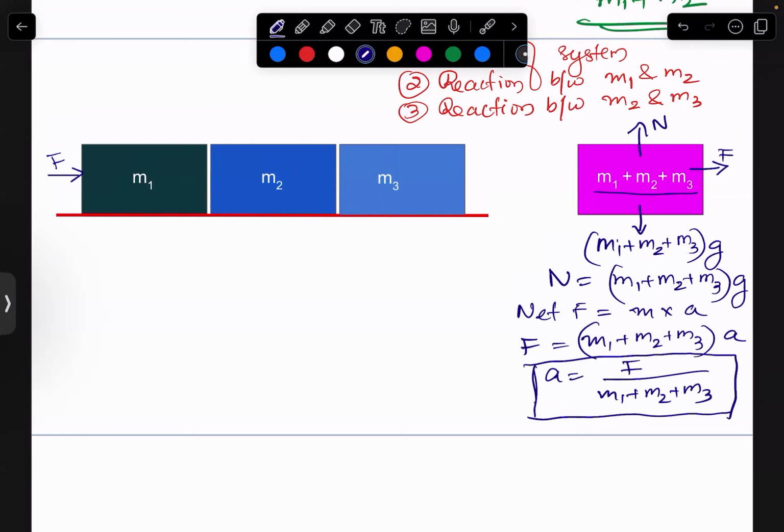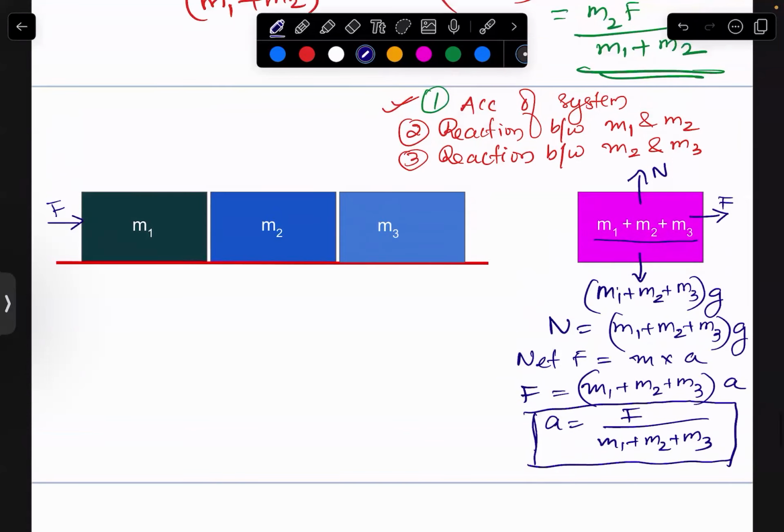Okay. Now we want to see the action-reaction pairs. So we will do one thing. The reaction forces between m1 and m2, we will take as R1. And the reaction force between m2 and m3, we will take as R2. So this is R1, and there is another reaction force that is also R1 here. They are acting as action-reaction pairs with the magnitude of R1.